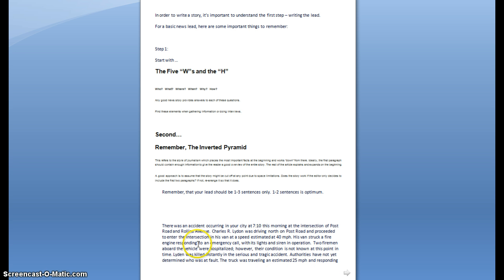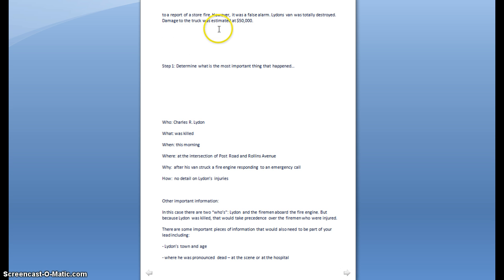His van struck a fire engine responding to an emergency call with its lights and siren in operation. 2 firemen aboard the vehicle were hospitalized. However, their condition is not known at this point in time. Lydon was killed instantly in the serious and tragic accident. Authorities have not yet determined who was at fault. The truck was traveling an estimated 20 miles per hour and responding to a report of a store fire. However, it was a false alarm. Lydon's van was totally destroyed. Damage to the truck was estimated at $50,000.